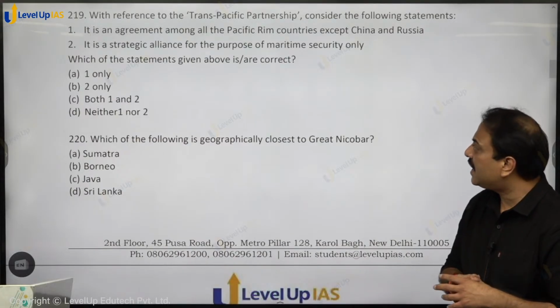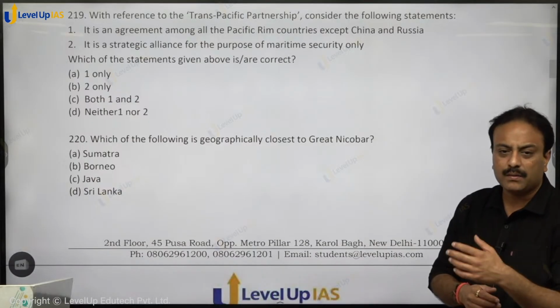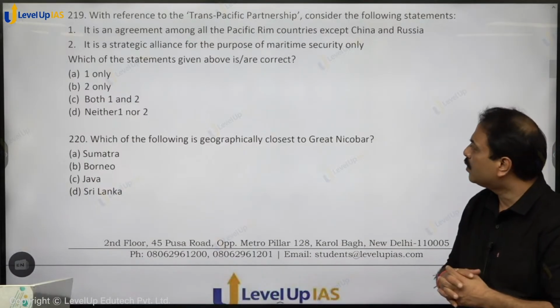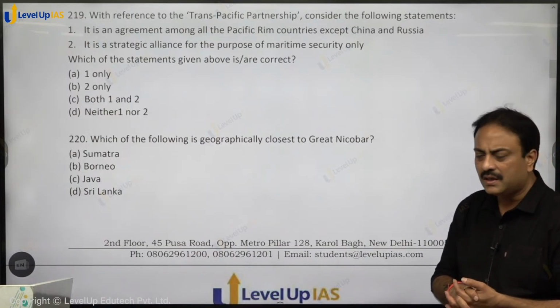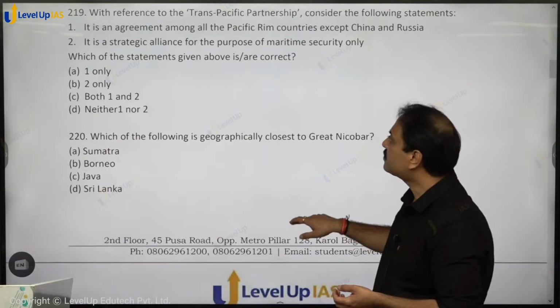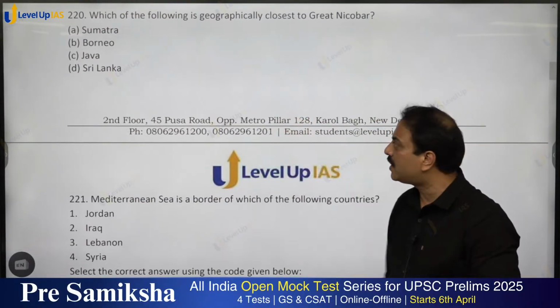It is a strategic alliance for maritime security only. No, it is for economic cooperation, trade boosting, a number of things are there. So both the statements are wrong. So neither 1 nor 2, option D for dog shall become the right answer. Trans-Pacific Partnership, 12 countries are there, which are the member countries over here.